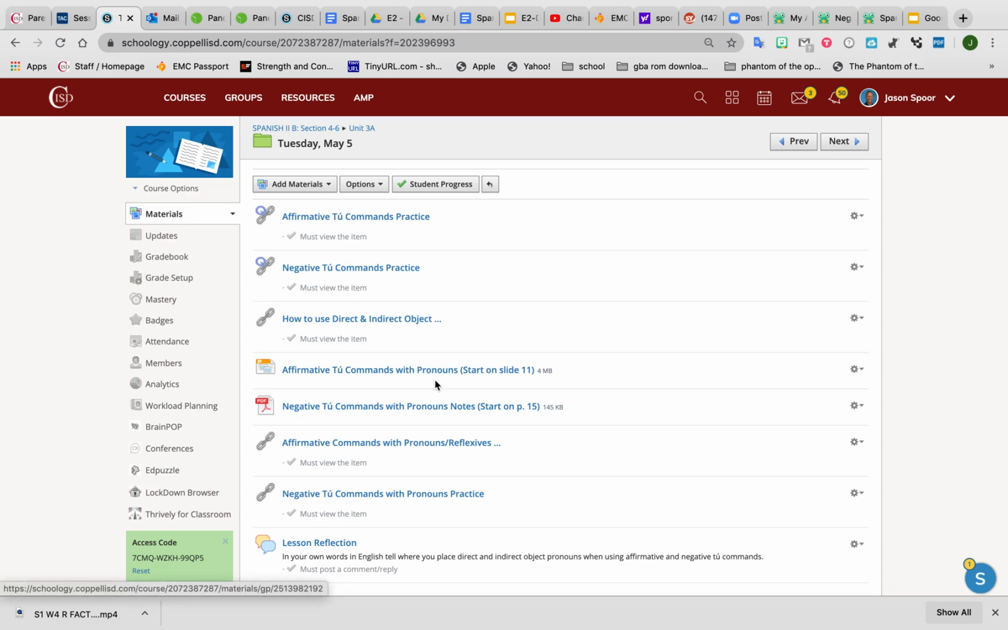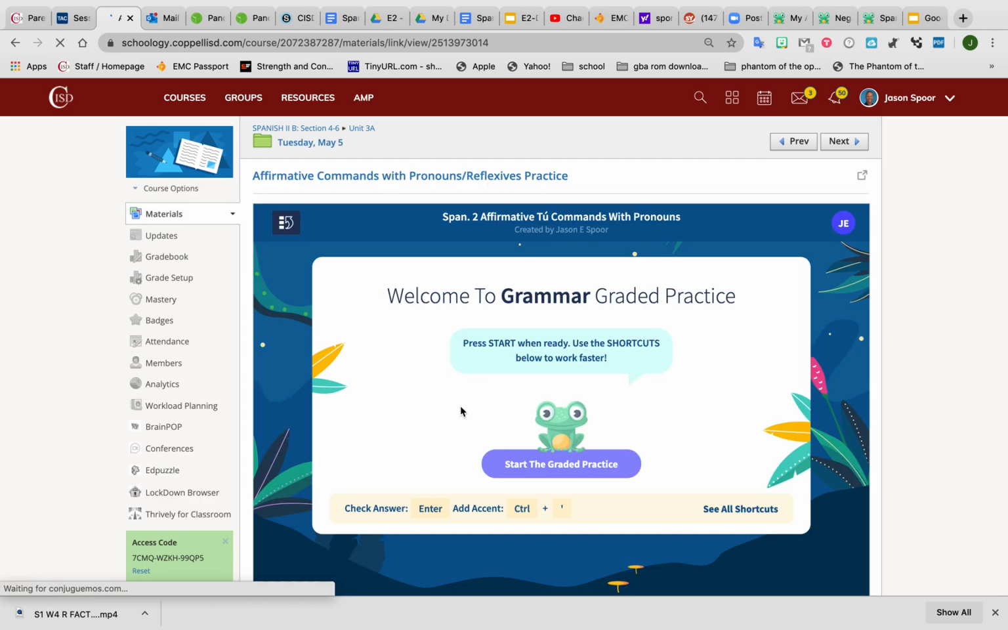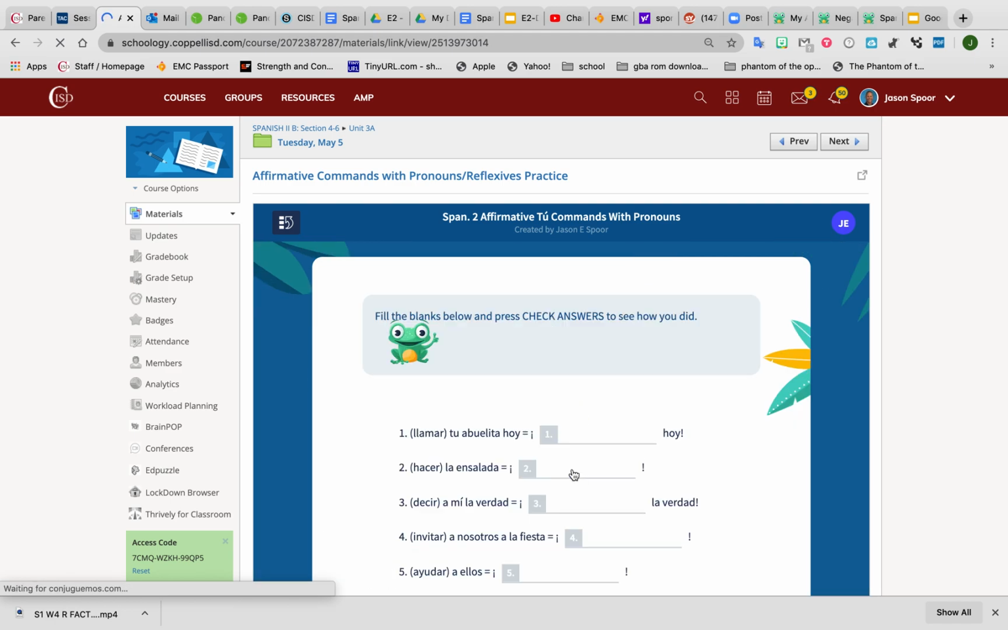Here are notes you can read. It's the same notes I use in the video, but you can slow down and read them. But I'll tell you, it says start on slide 11 on these with affirmative tú commands with pronouns, because that's where that picks up. And then on this file, it says start on page 15, because that's where it talks about using negative tú commands with pronouns. All right. And then you have two little practice activities, first with affirmative commands. So I'm going to go into that, and I'm going to give you a little hint with pronouns and reflexives. All right, give you some hints on how to do this, so you'll get a few of these answered for you. So start the graded practice.